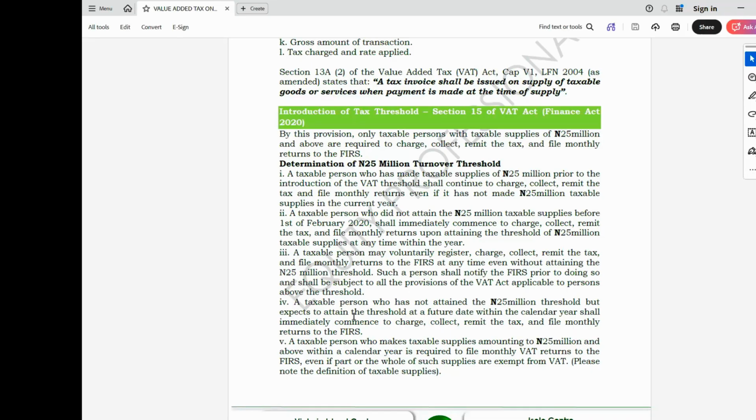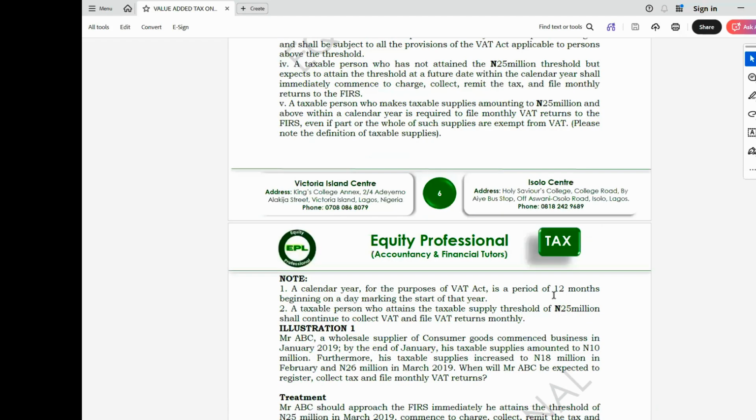Then a calendar year is a period of 12 months, starting from the beginning of the year to the end of the year, depending on the accounting date adopted by the taxpayer. So we determine what a calendar year is.